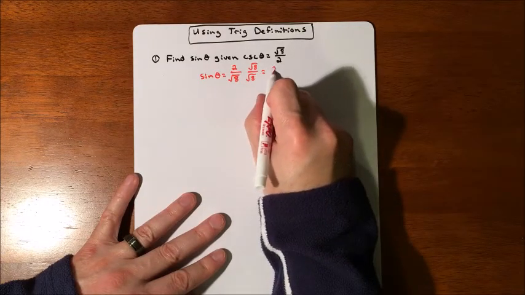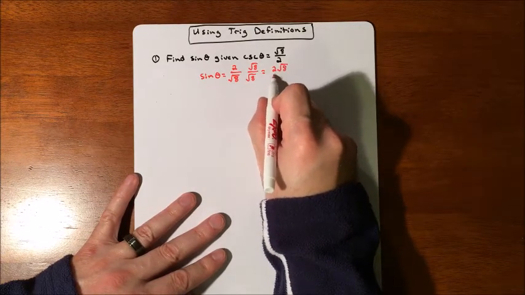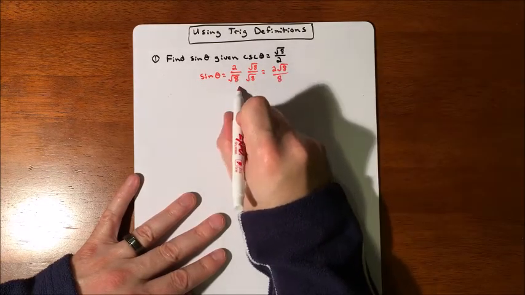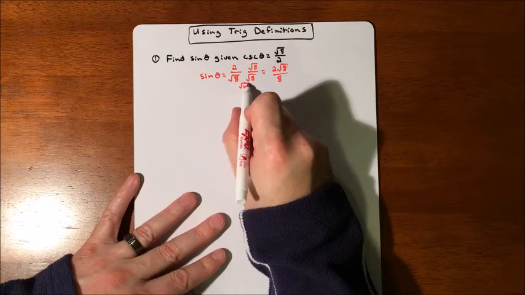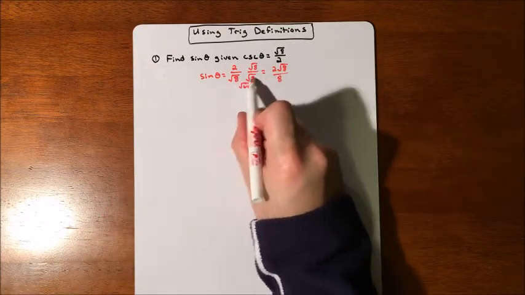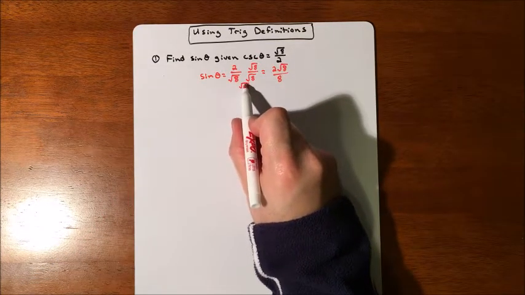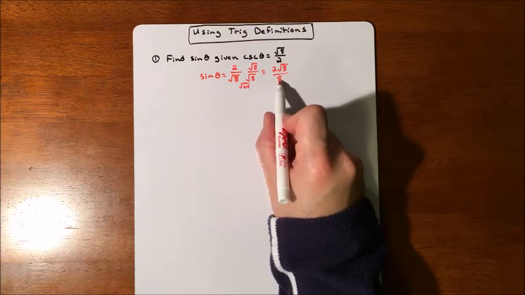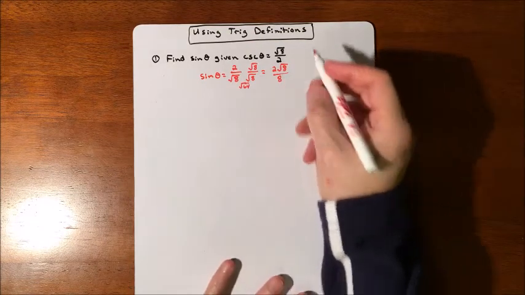So you have 2 root 8 over 8. The reason that becomes 8 is because that turns into a square root of 64. That was the whole goal, to not have a square root on the bottom. We multiplied it by itself, which created a perfect square, and we squared it to get an 8. So we have some simplifying that we have to do here.